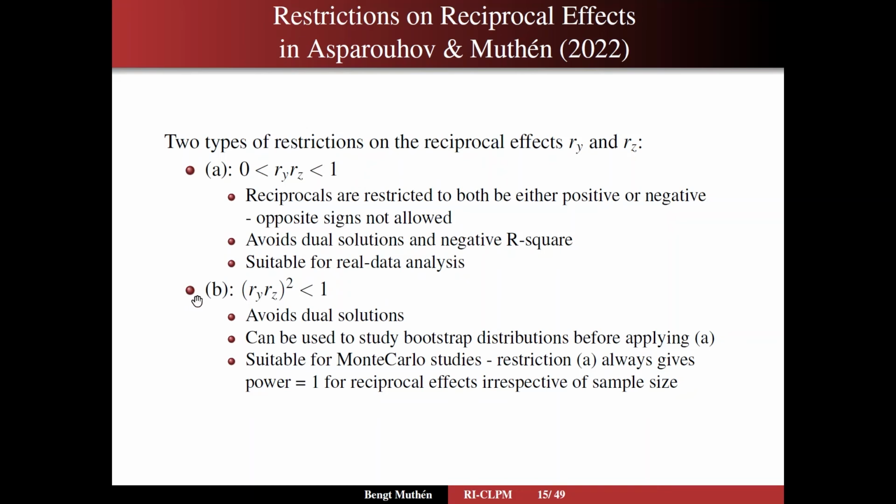Restriction B is formulated a little bit differently. It avoids dual solutions only. You can still get negative R square. And it's useful for studying bootstrap distributions before applying restriction A. It's also suitable for Monte Carlo studies because restriction A always gives power equals 1 for the reciprocal effects, irrespective of sample size. So that's not useful. I won't go into why that is so here.